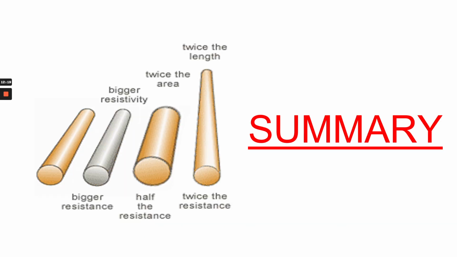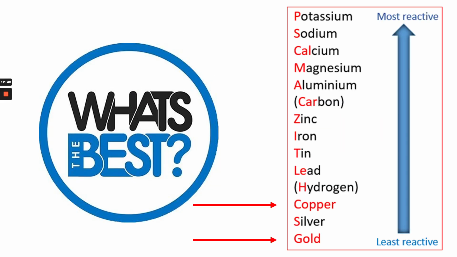And overall, the summary is, from left to right: if I change the metal, I will change the resistance. Different metals have different resistance. If I double the area, I will have half the resistance. It's inversely proportional. Or if I double the length, I will have twice the resistance. They are directly proportional.